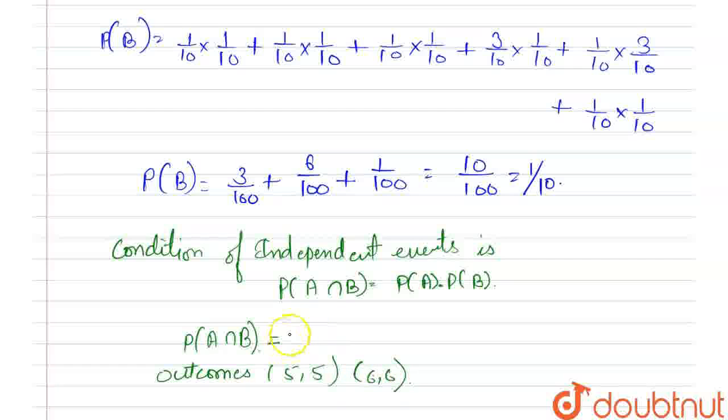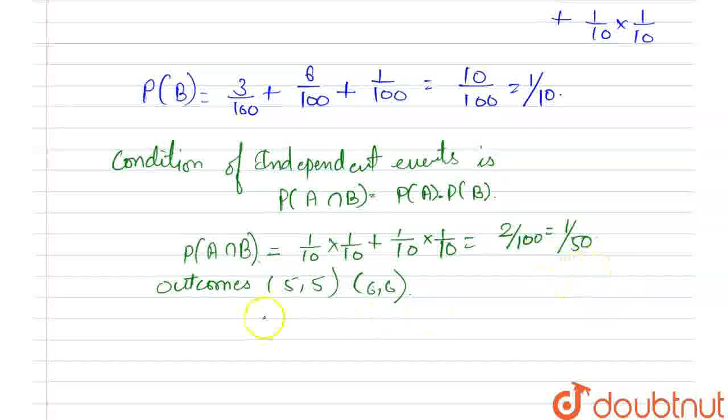So probability of A intersection B equals probability of 5, that is 1 by 10, into probability of 5, that is 1 by 10, plus probability of 6, that is 1 by 10, and probability of 6, that is again 1 by 10. So that equals 2 by 100, which is 1 by 50. So probability of A intersection B equals 1 by 50.